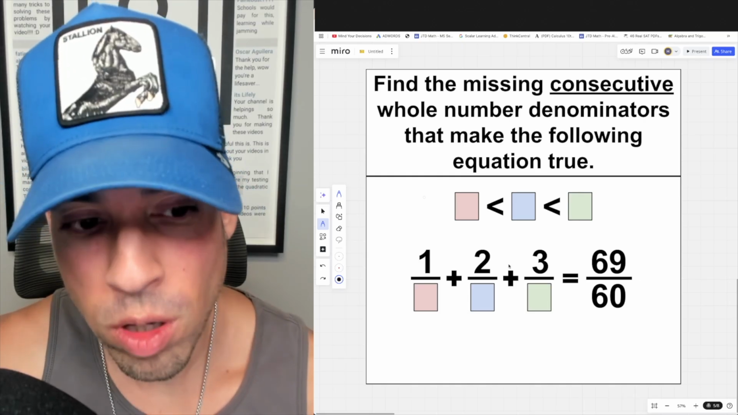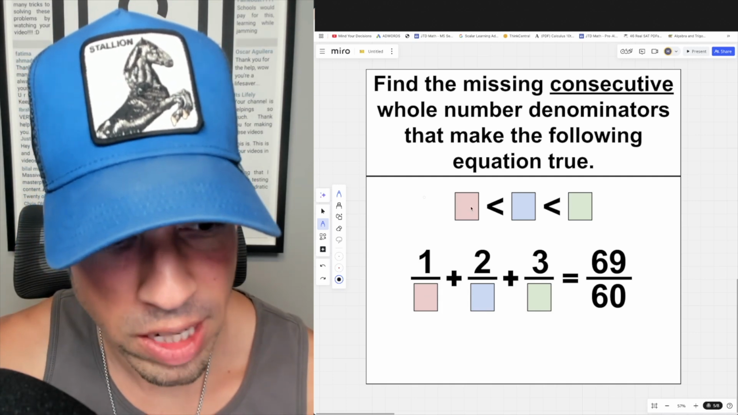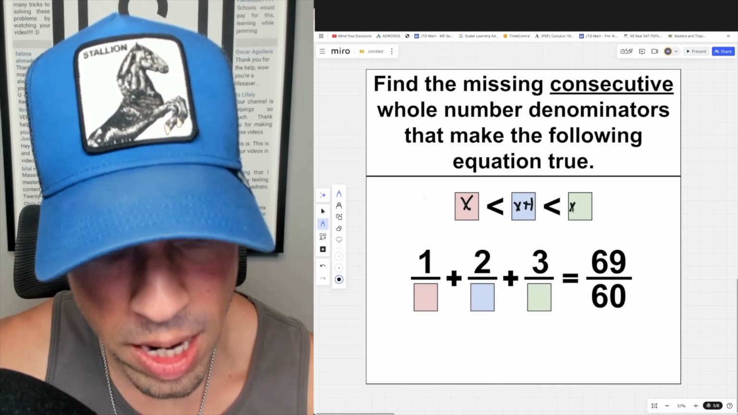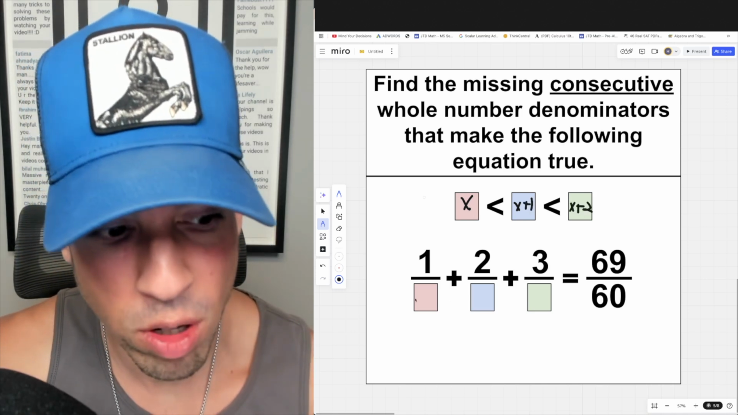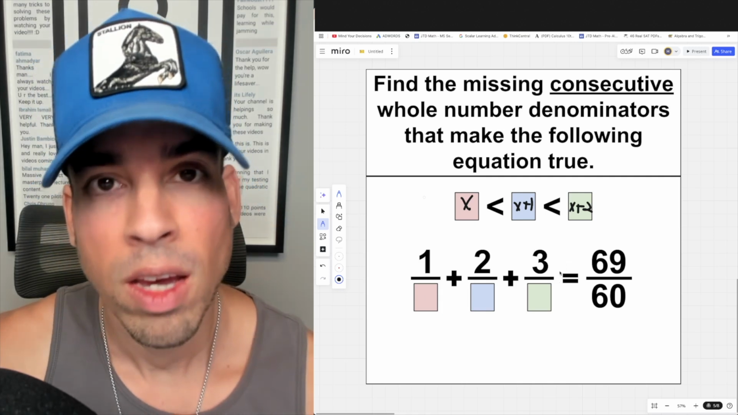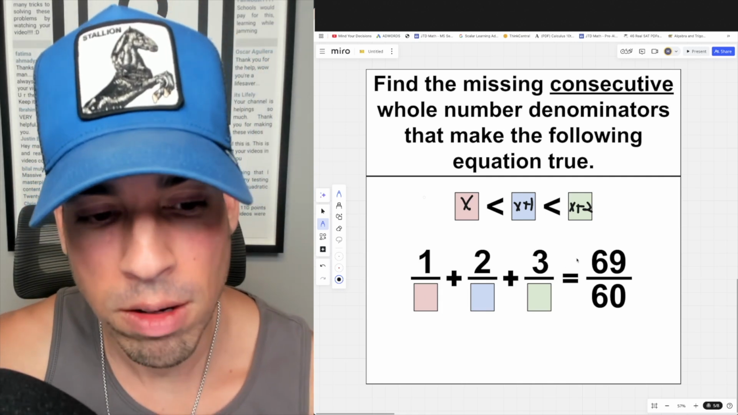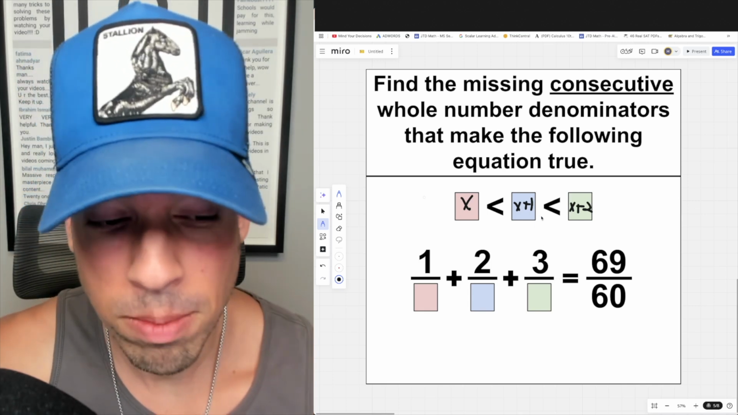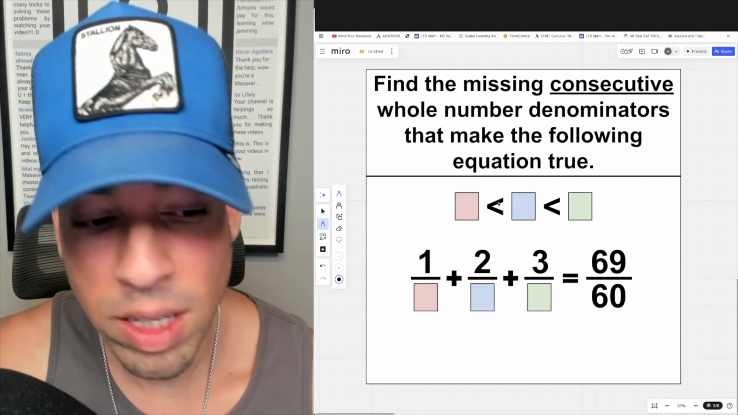So now what you could do algebraically if you wanted to is set variables to each of these and say this is x, this would be x plus 1, right? And this would be x plus 2 because the green is the largest, and again, consecutive means they are all one apart. Then you could plop those in here and create an equation and solve. But this would create a third degree polynomial equation, which is going to definitely take some algebra to solve. But instead of doing that, we could instead try a little guess and check.